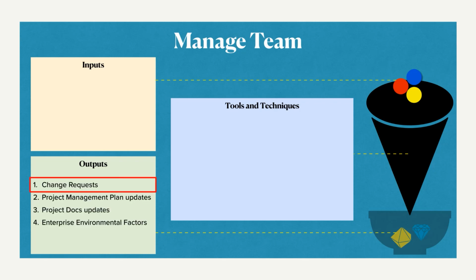The change requests, if any, are to be updated. The project management plan gets updated. The project documents are updated. If you ask about specific components of the project management plan, for example, resource management plan gets updated, the cost baseline gets updated, schedule baseline can get updated, and of course the enterprise environmental factors is also updated here.